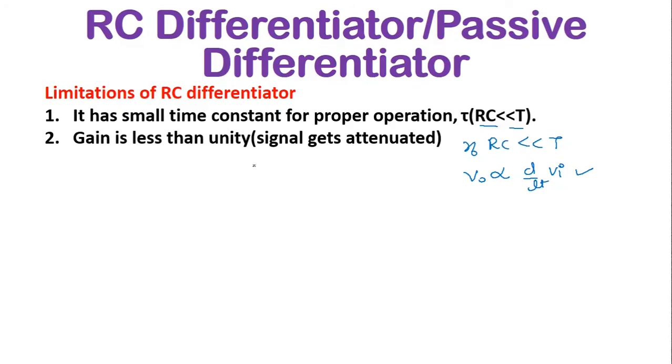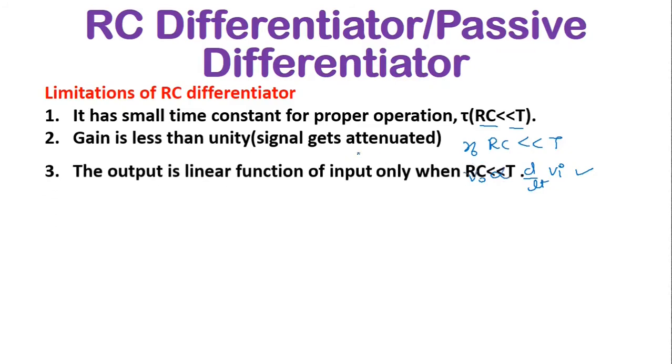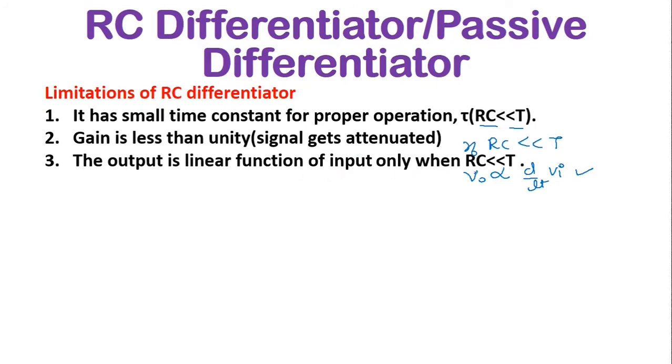Second, if we see the gain equation of the RC differentiator, the maximum value of the gain of the RC differentiator is ideally equal to 1, but practically it is always less than 1. So because of this less gain, the signal gets attenuated at the output. Third is the output is a linear function of input only when RC is smaller than the time period T of the input signal. So if RC is smaller than the time period of the input signal T, then only we will get the output voltage as a linear function of input. Otherwise the output is not a linear function of input in the RC differentiator circuit.